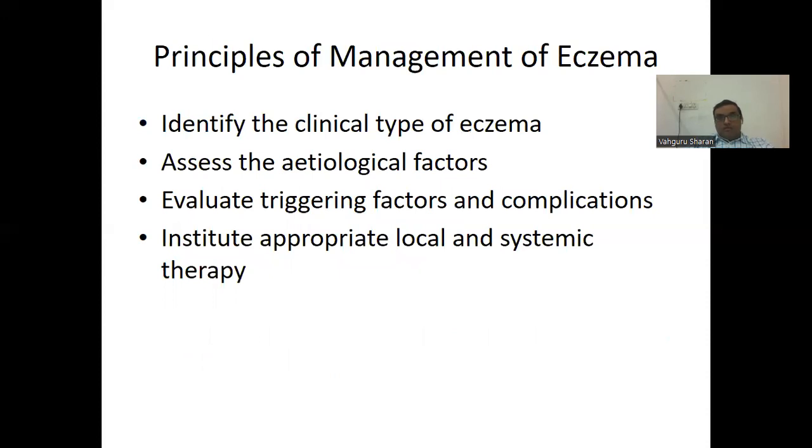What are the general principles in the management of eczema? First, identify the clinical type of eczema. Is it endogenous? Is it exogenous? Is it irritant? Is it allergic? Is it asteatotic? Is it gravitational? Is it iatrogenic? Then assess the etiological factors. Is there winter? Is there some allergen? Is there some irritant? Evaluate triggering factors and complications. Institute appropriate local and systemic therapy.